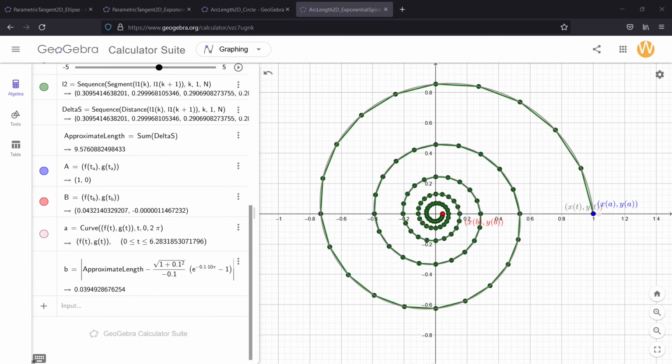So if we look at the approximate length, which is the sum of all these lengths, in absolute value of this minus the actual value, square root of 1 plus 0.1 squared over negative 0.1 times e to the negative 0.1 times 10 pi minus 1, we're getting an error of 0.03, which is not super nice, but it's definitely converging. If we were to add more points to this, we get a much better approximation to the total length.